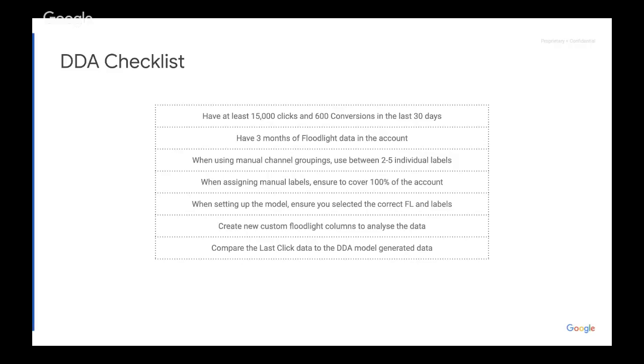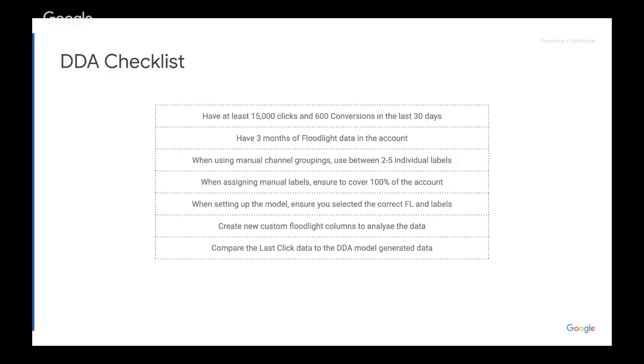Once you have all these points ticked off, then you would go about creating your DDA model. When you create it, really ensure that you select the right floodlight activity that you want to use to attribute the activity back, and also the right labels, because you might have quite a few labels in your account. Really make sure that you select the ones that you created for these channel groupings.